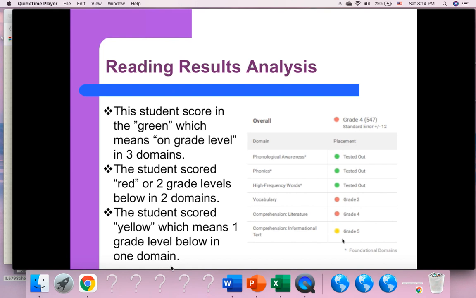And then the yellow dot represents being just a little bit below grade level, they're almost there, but almost on grade level. This student would need a little support with informational text, which we all know is much harder to understand than literature because it is science and social studies specific. Reading the newspaper, reading an encyclopedia, or looking up something on Google for a research project, that would all be considered informational text. And it is a little bit harder to grasp and comprehend.